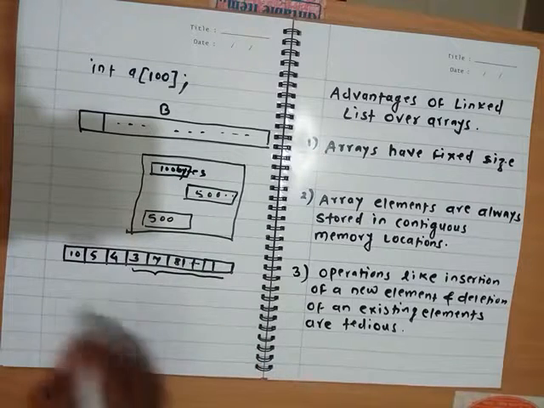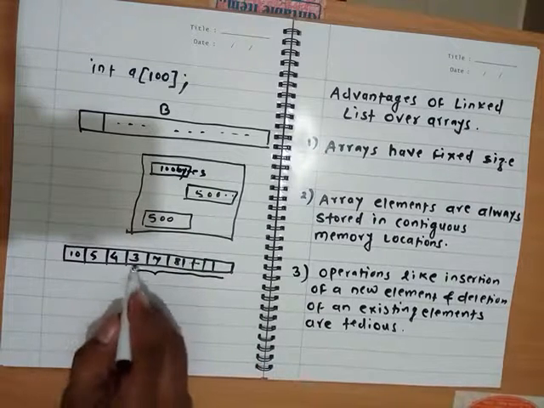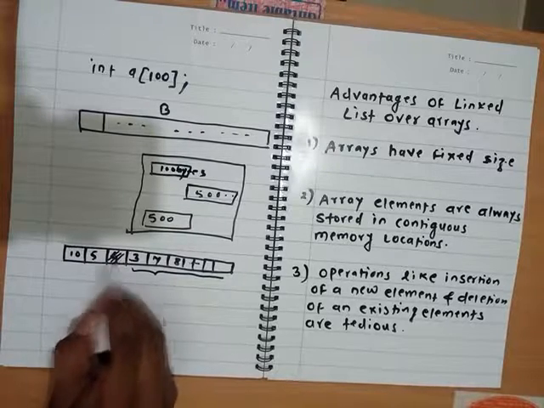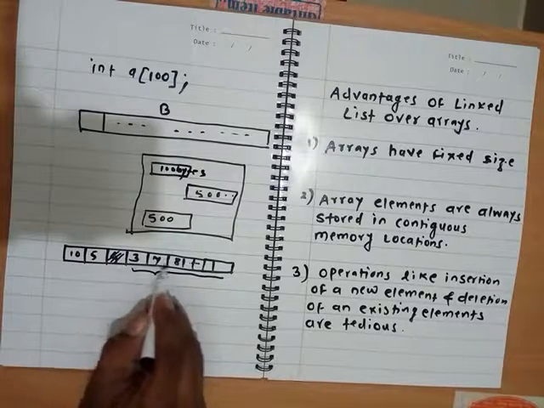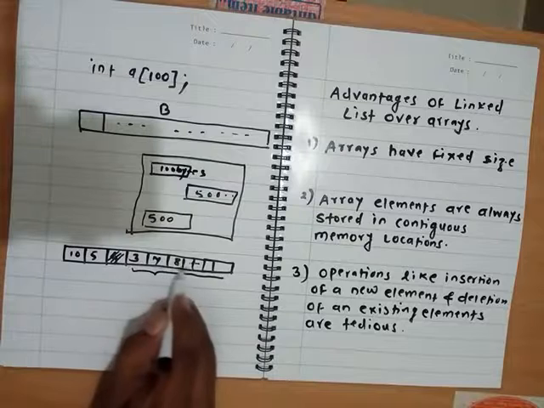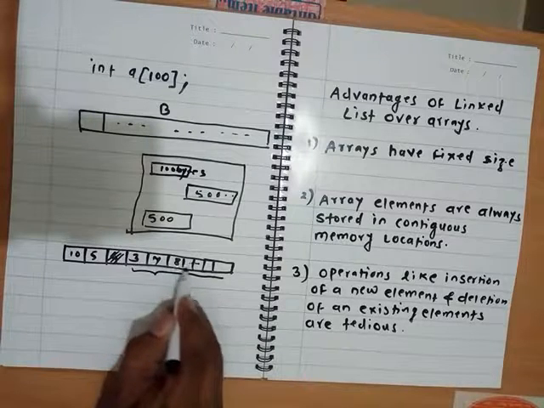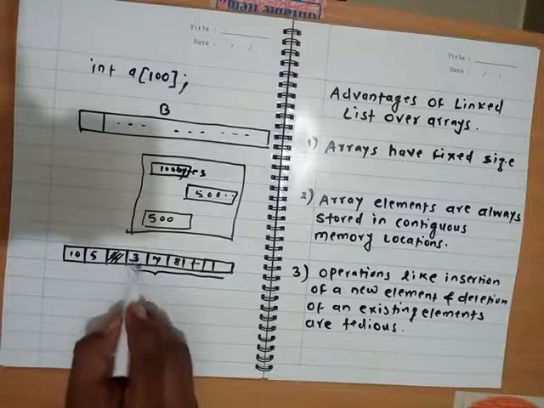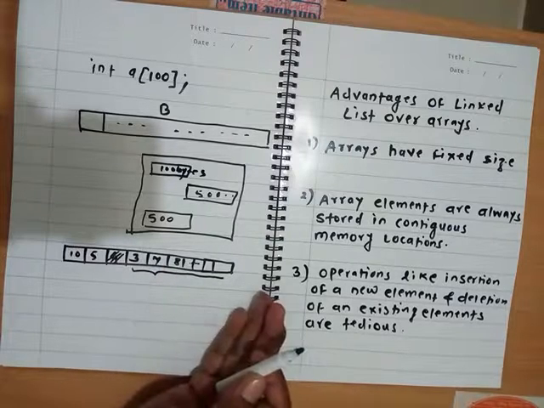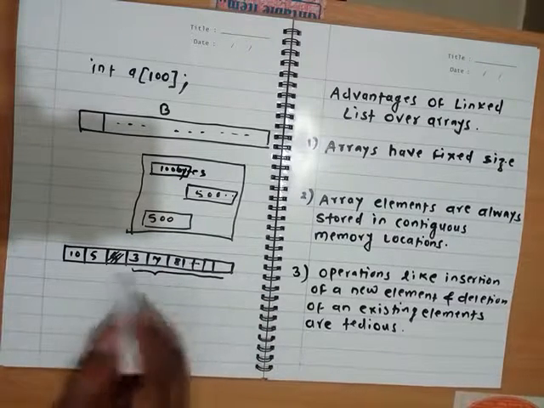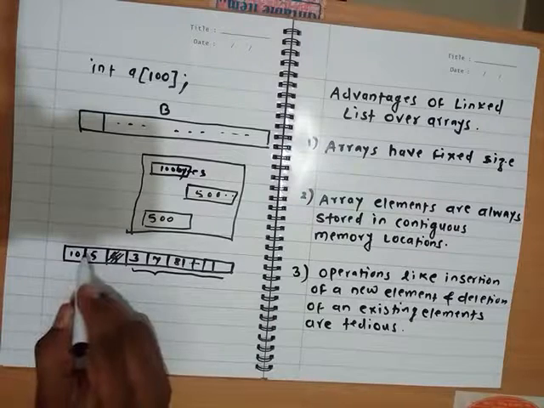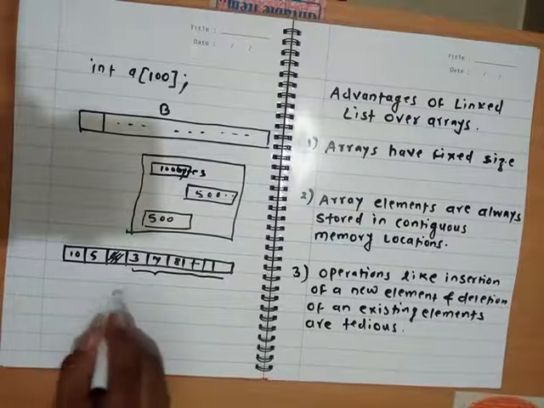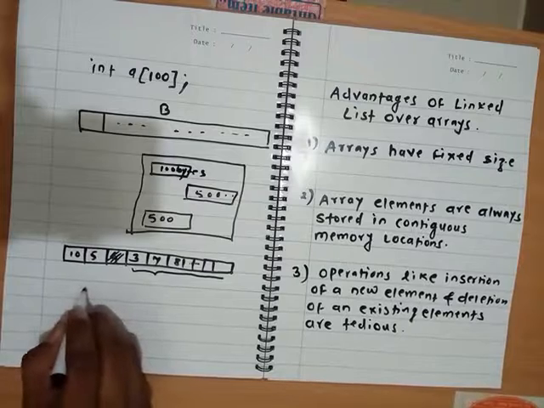Similarly, if I want to delete some element from the array, let's say I want to delete this 4, I need to shift all the elements starting from 3 onwards to the left one place. So in case of insertion, I need to shift all the elements towards the right one place. In case of deletion, I need to shift all the elements towards the left one place. But in case of a linked list, that's not the thing. I need not shift anything.